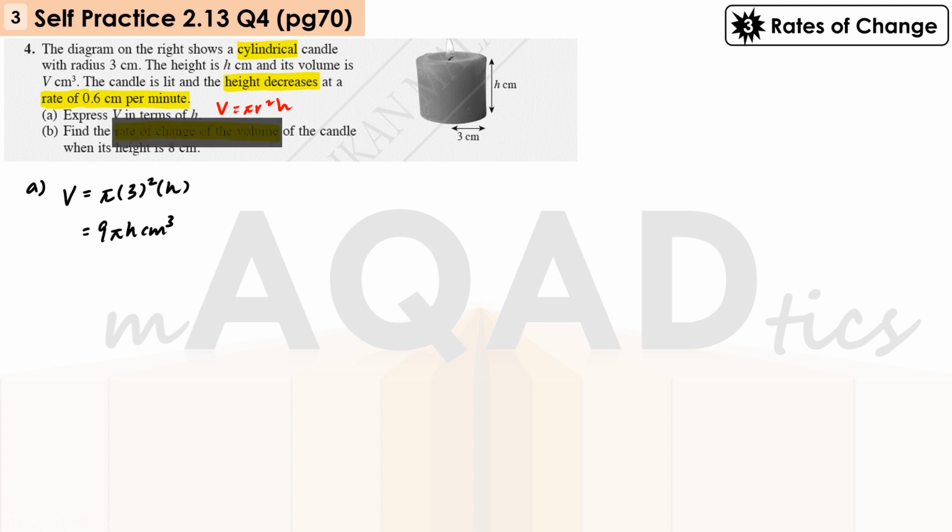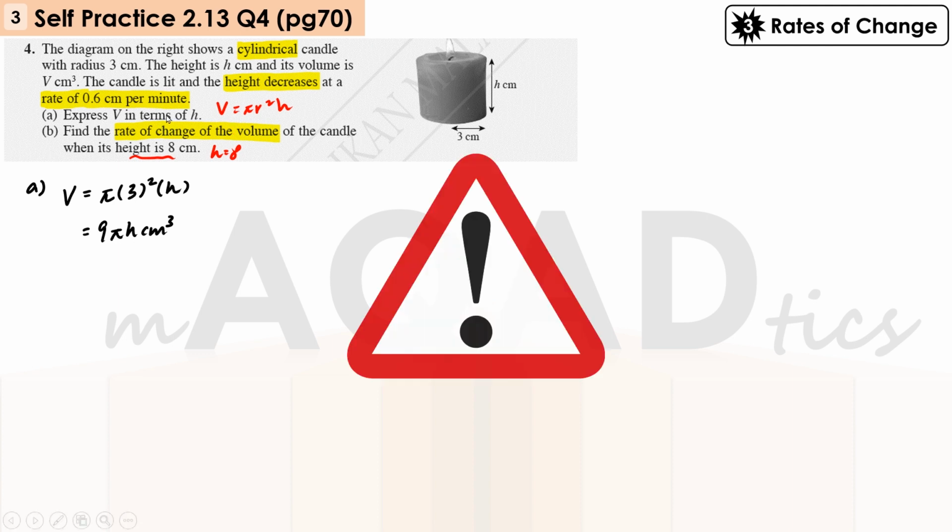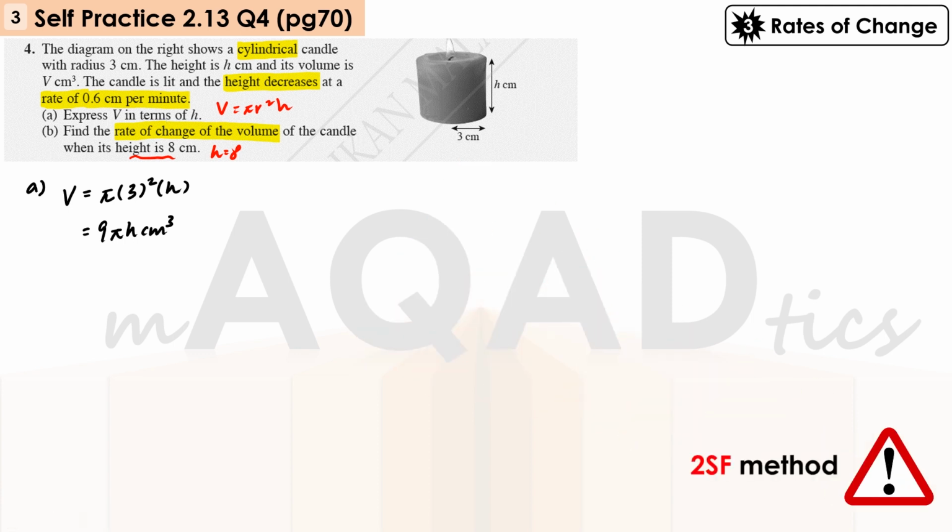Second question, we need to find the rate of change of the volume of the candle, where the height is 8 cm. Okay, height is 8 cm. So to find a rate of change, we can use the 2SF way, which I have explained in the previous videos, right? So the first S, which is search, or our first step. So we need to search the rate of change that we want, which is the volume of the candle. So I can write it in this way, dV over dt.